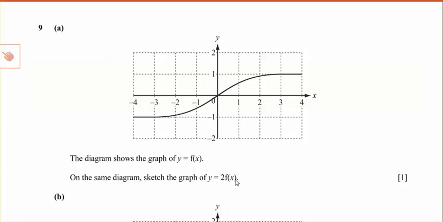If it's 2 times f of x, that means which value is multiplied by 2? Which coordinate? The x or the y coordinate? The y coordinate. So it's outside the function. So every y coordinate must be multiplied by 2. Therefore, this point stays where it is. This point should be double. Alright, so we should mark that.